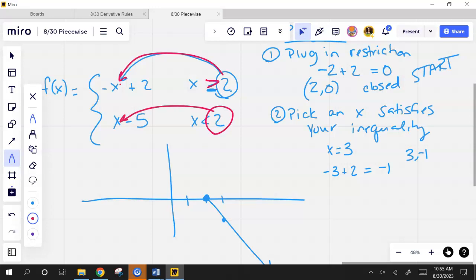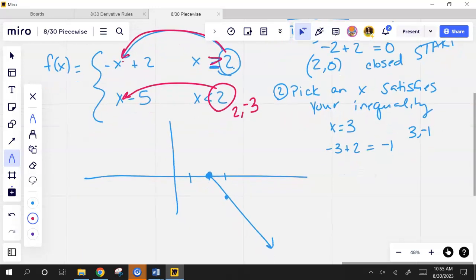So if I put in 2, 2 minus 5 is what? Negative 3. That's my starting point, right? Is it going to be open or closed? Open. There's no line under that inequality, right? So 2, 1, 2, 3.